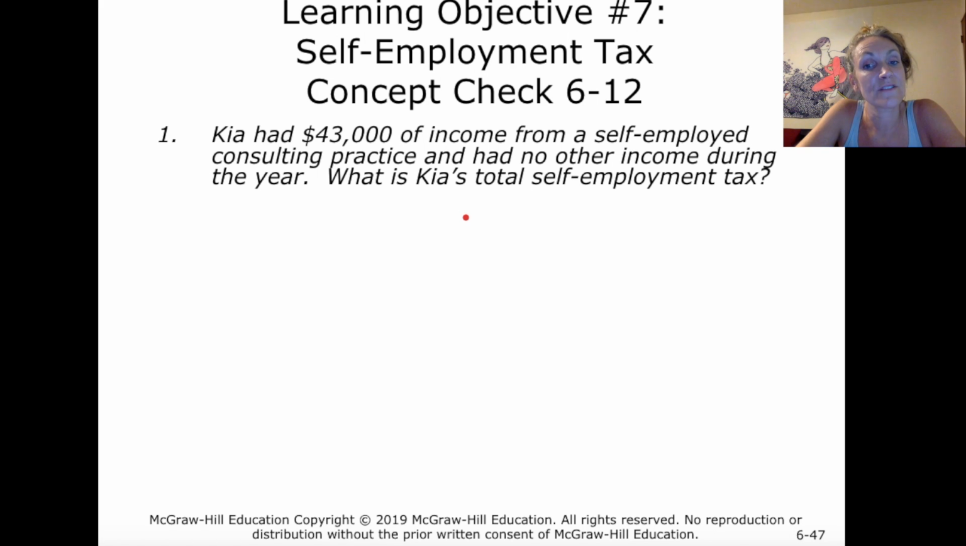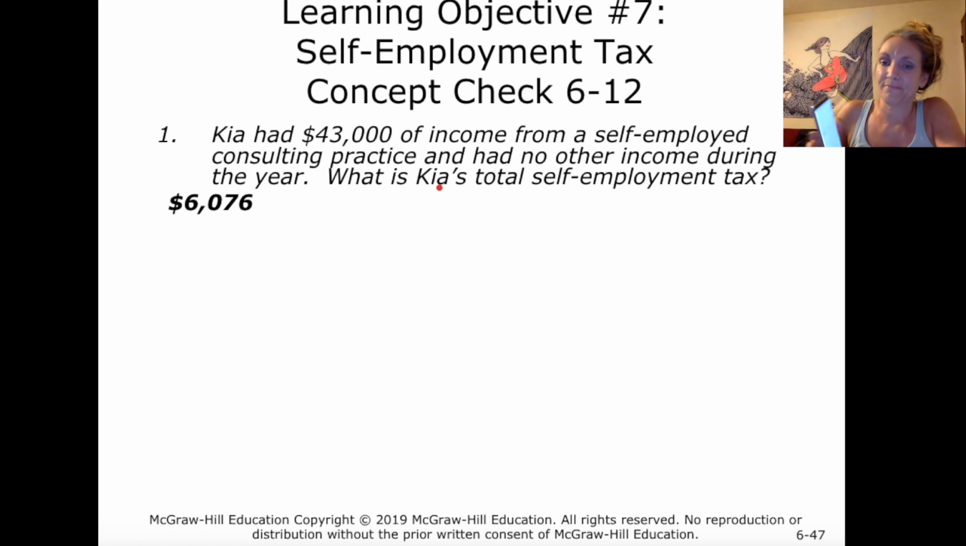Kia had $43,000 of income from self-employment consulting practice and had no other income during the year. What is Kia's total self-employment tax? So we're going to take $43,000. We didn't meet the threshold, right? We're just going to times it by 15.3. So 43,000 times 0.153 is 6,579. Oh, I know why.